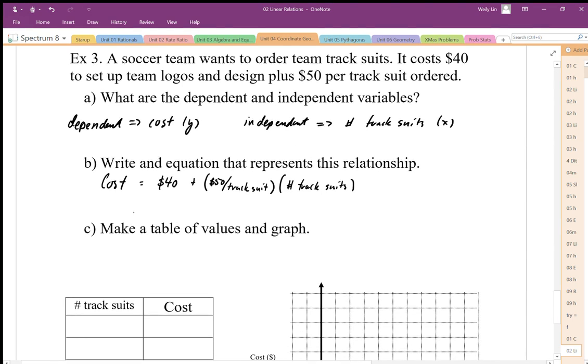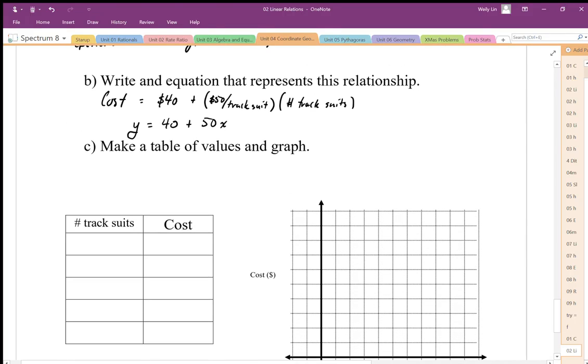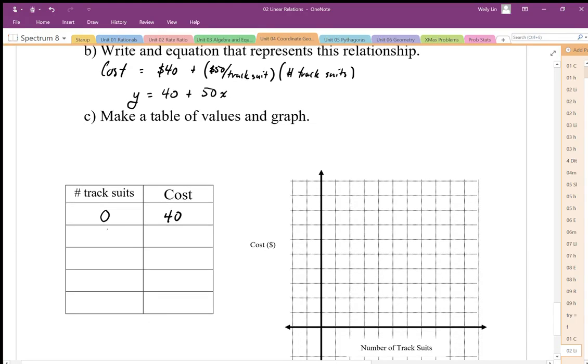So I'm going to write this with an xy equation as well. This is going to be y equals 40 plus 50 times x. Then we can make our table of values, and in our table of values we always need to put in our starting point. How many tracksuits would a soccer team need? Maybe this big team has 30 people, and 30 times 50 is going to be $1,500, so it's going to cost us $1,540.